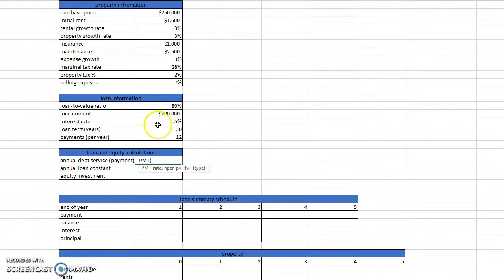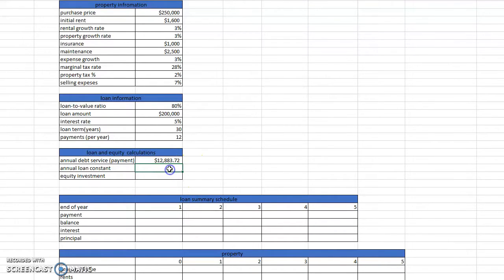We'll do the interest rate divided by the payments per year. Then take the loan term times the payments per year. Then we will take our loan amount, and we can multiply. That's only the monthly payment, so we'll multiply it by -12 to get a positive yearly payment.